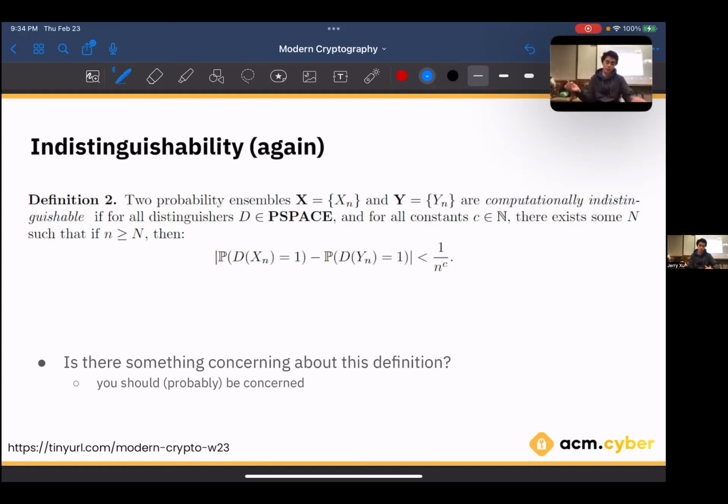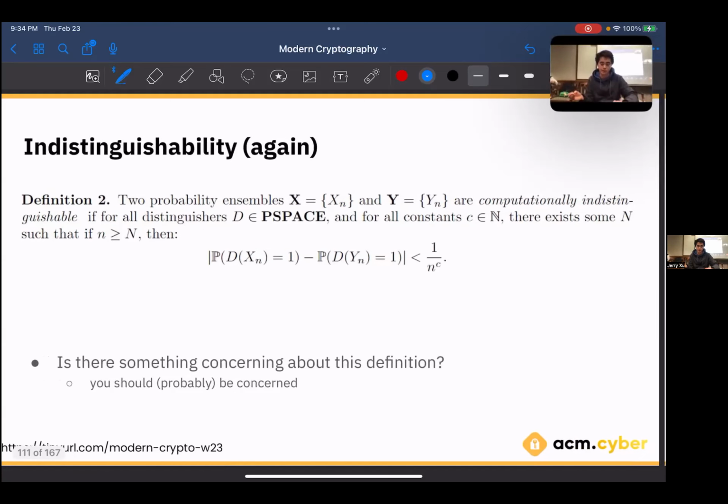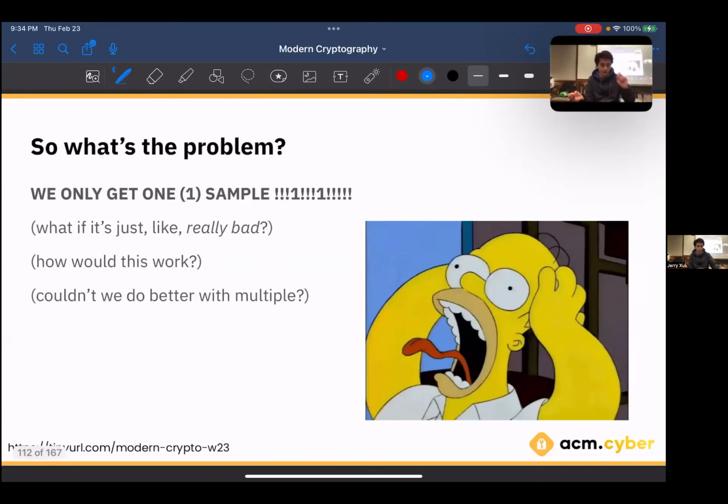Okay, so the concerning thing about the definition is that we're really only getting one sample, right? Imagine I gave you a coin and I said, flip this coin once and then tell me if it's biased towards heads or tails. Really, you would probably want 100, maybe 1,000 coin tosses before you tell me this one's biased towards heads or this one's biased towards tails, right? So why would one sample be enough?